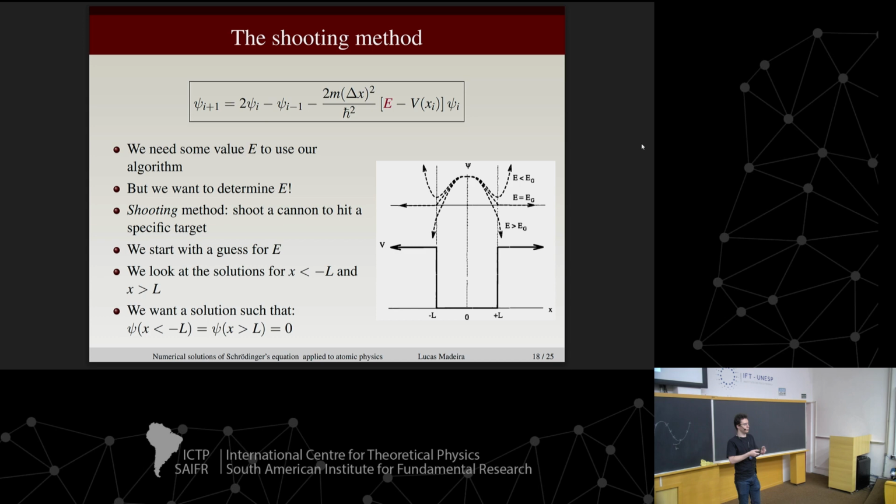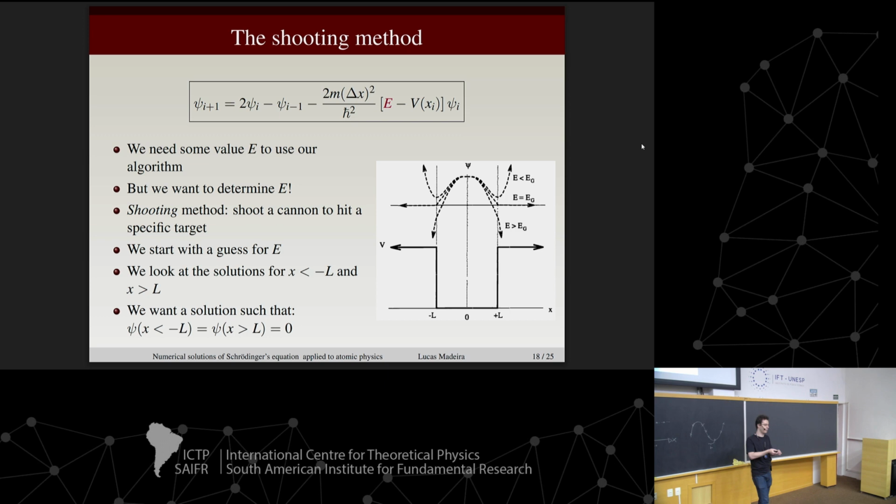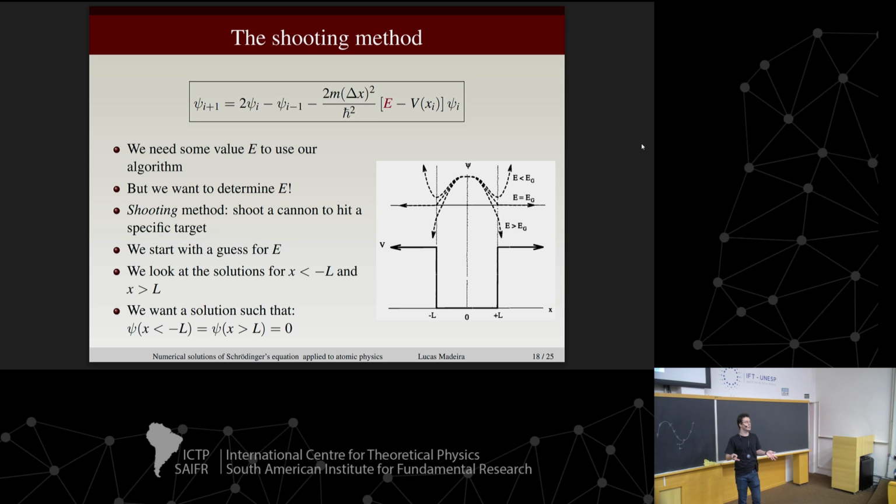So it's an eigenvalue, eigenvector kind of problem. You're doing those things simultaneously, right? You want to know the energy associated with that particular eigenstate. So we need some value E here to start our algorithm, okay? But at the same time, we want to determine E. So what can we do?